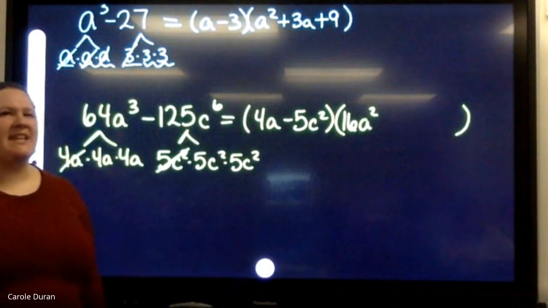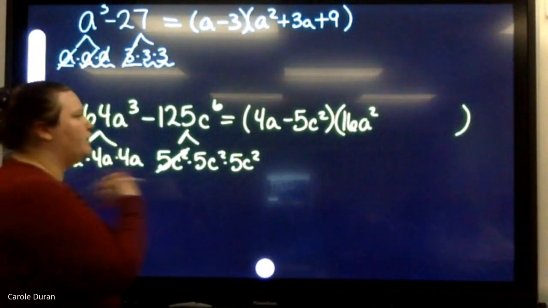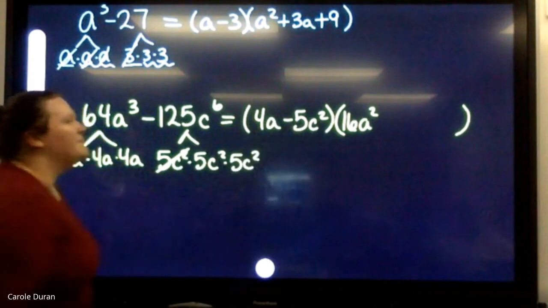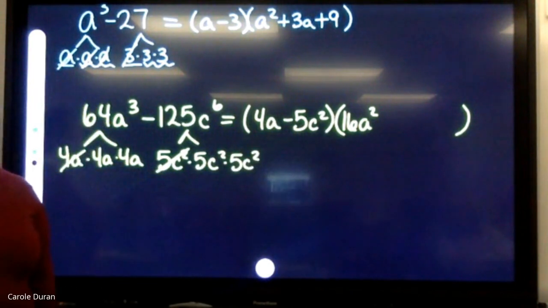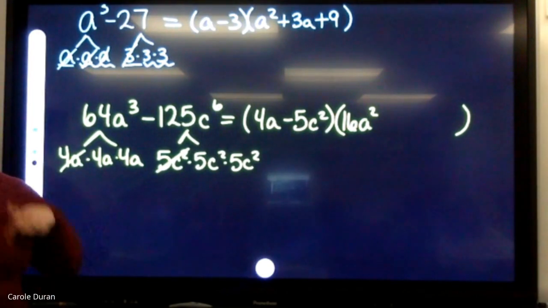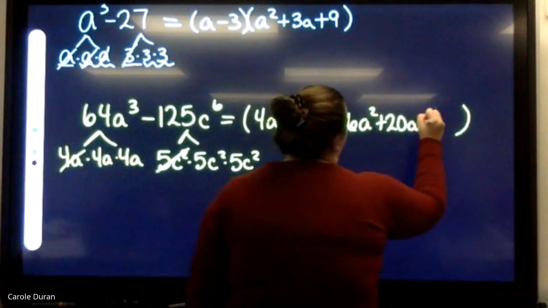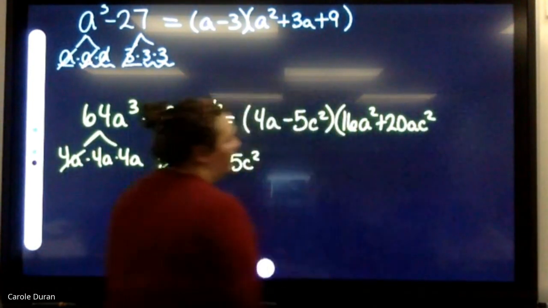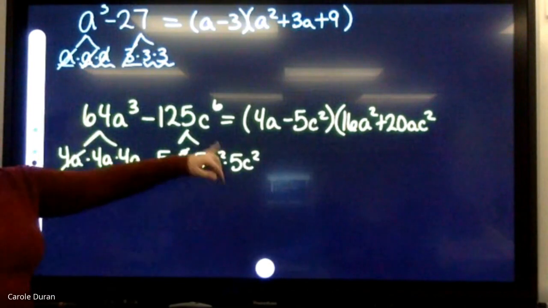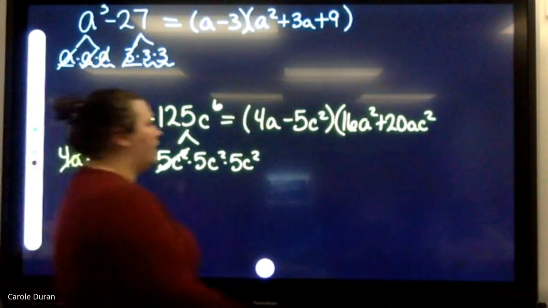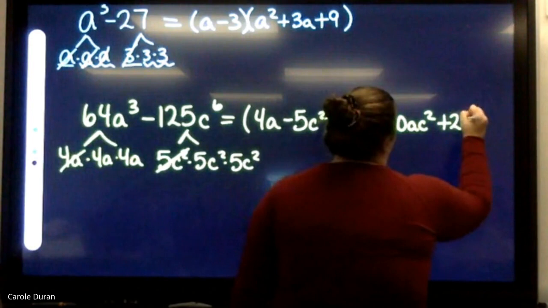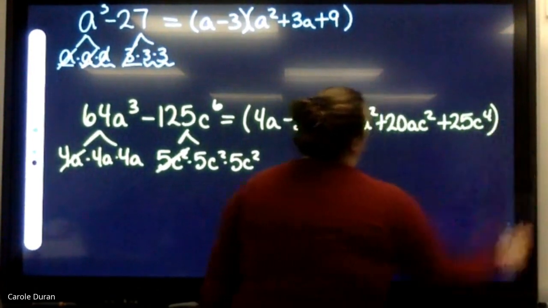I'm going to move on to the second term because I want to go in order and make sure I leave enough room. 4a times a negative 5c squared would be negative 20ac squared. However, we need the opposite sign. So it becomes positive 20ac squared. And then I do 5c squared times 5c squared to get 25c to the 4th as my third term. And then I'm done.